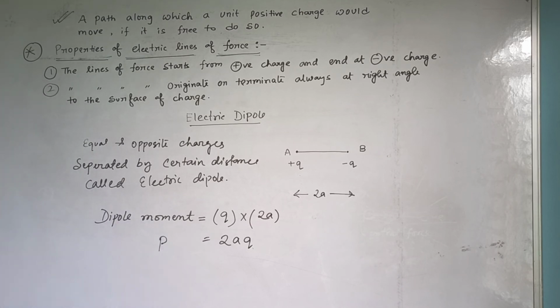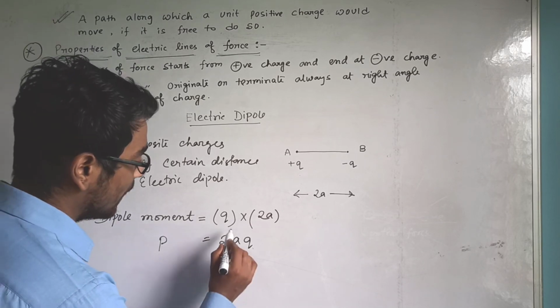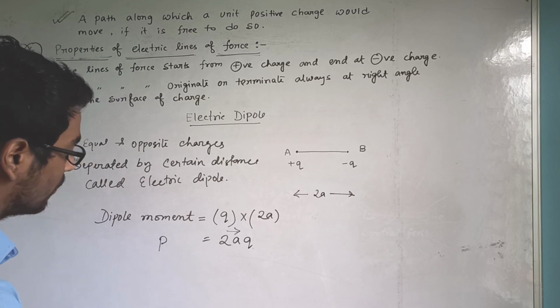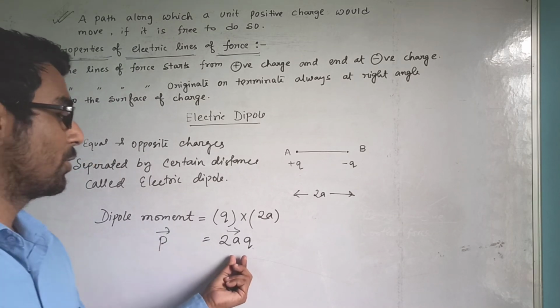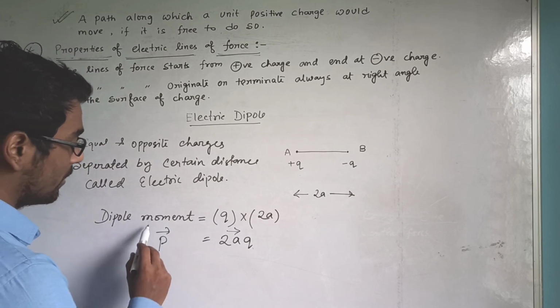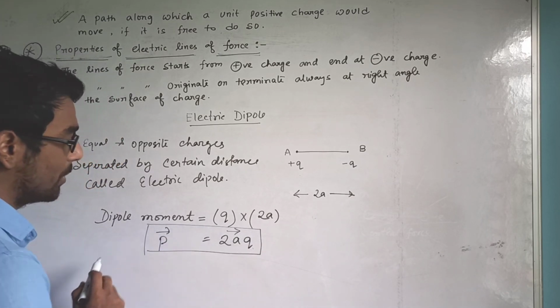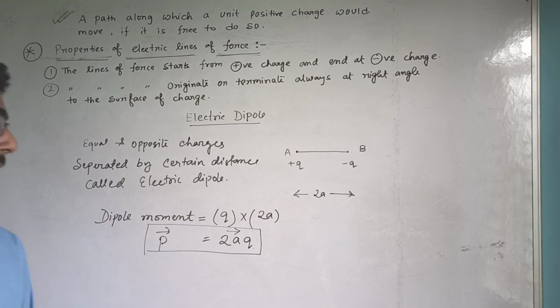As a is displacement, a is a vector quantity, so dipole moment will also be a vector quantity and the direction will be in the direction of a. So we got the expression for dipole moment, that is the product of either charge and the distance between them.